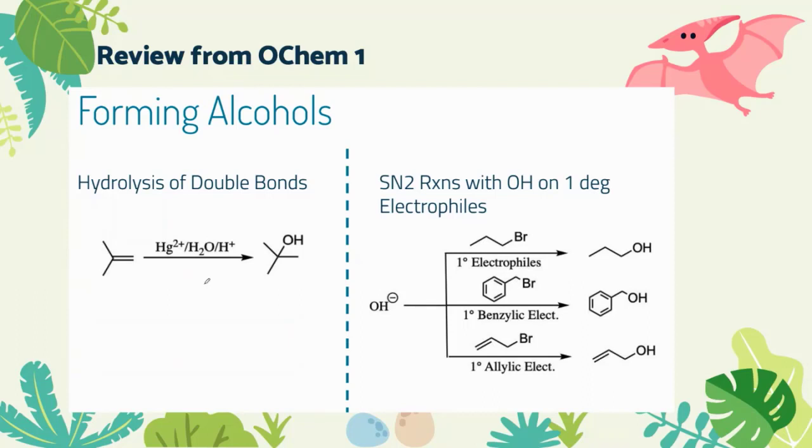We'll go over some of the basic ones. First one being hydrolysis of double bonds. When you're doing alkene reactions, you can use mercury and water to create an alcohol in a Markovnikov fashion, right? You can also do SN2 reactions to replace an alkyl halide to form an OH group where the alkyl halide was, right?